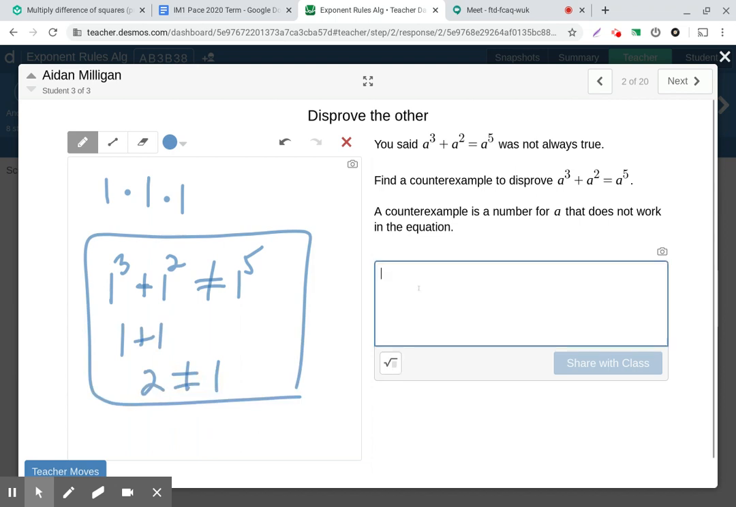And I guess you could type it in here. 1 cubed. Oh, wait, how does this work? Yeah, you type in the little thing here. 1 cubed plus 1 squared does not equal 1 to the 5th.